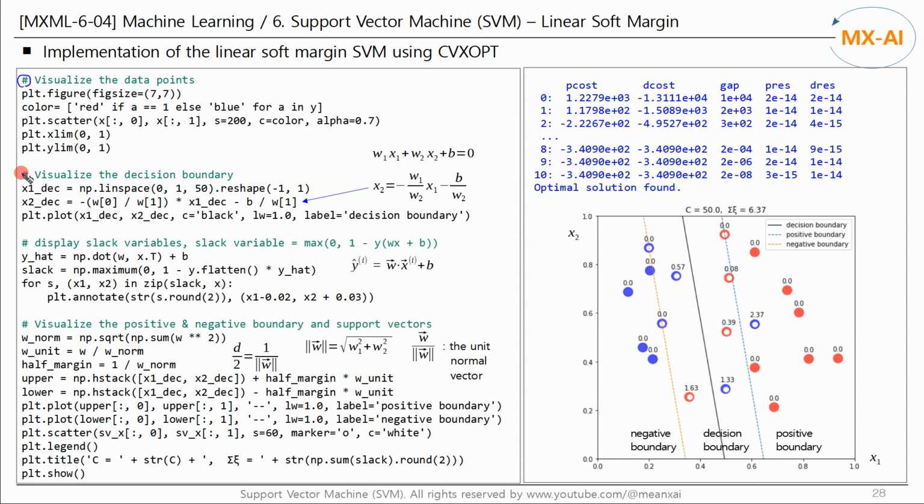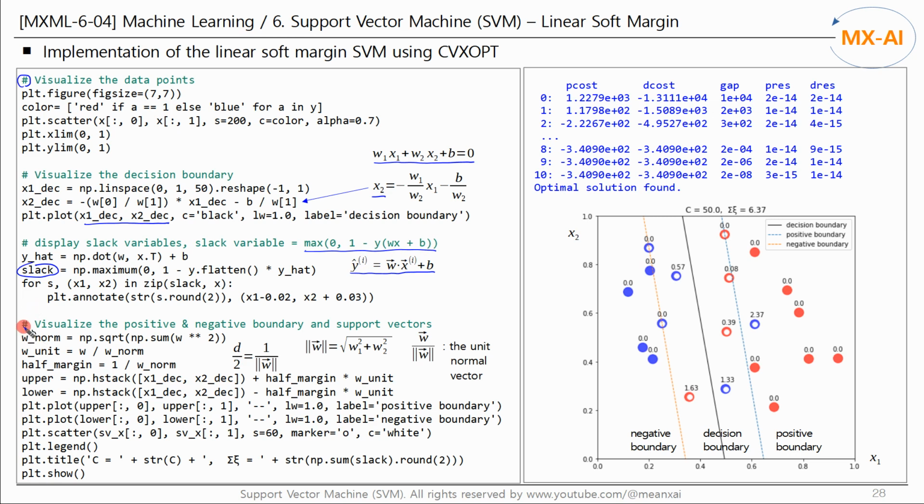Now that we have found W and B, we can create the decision boundary. The equation of the decision boundary is as follows. If we isolate x2, we have the following equation. Visualize the decision boundary. Next, let's find and visualize the slack variables, zeta. The decision function looks like this. And the formula for finding zeta is as follows.